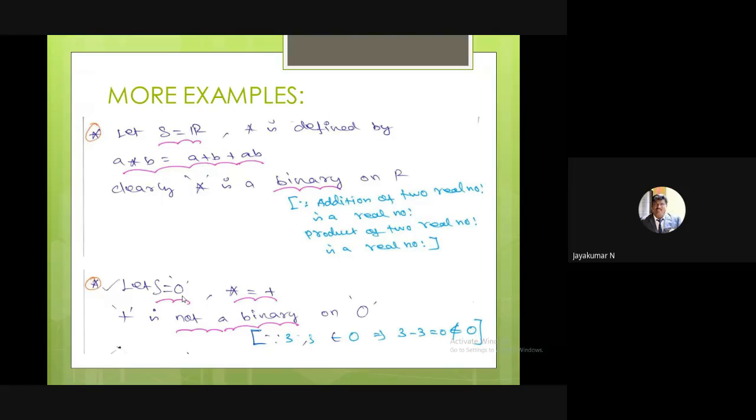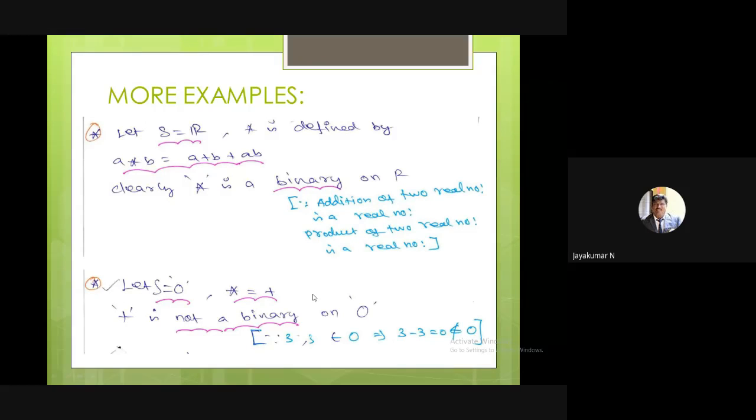If you add 1 plus 3, 4, that is also an odd integer. I think here I choose 3 and minus 3. 3 is an odd integer, minus 3 is also an odd integer. If you add them, 3 minus 3 becomes 0, which does not belong to the set of all odd integers, because odd integers means plus or minus 1, plus or minus 3, and so on.